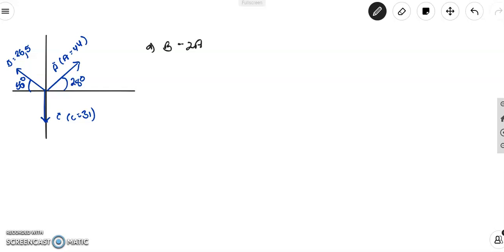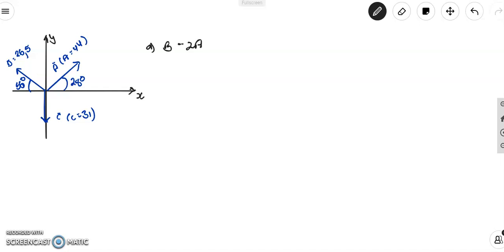These are the magnitudes. The magnitude of A is 44, the magnitude of B is 26.5, and the magnitude of C is 31. A is making an angle of 28 degrees with the positive x-axis. Oh my god, I forgot to label my axes. This is the x-axis, and this is the y-axis. And C is just along. B is making an angle of 56 degrees with the negative x-axis.